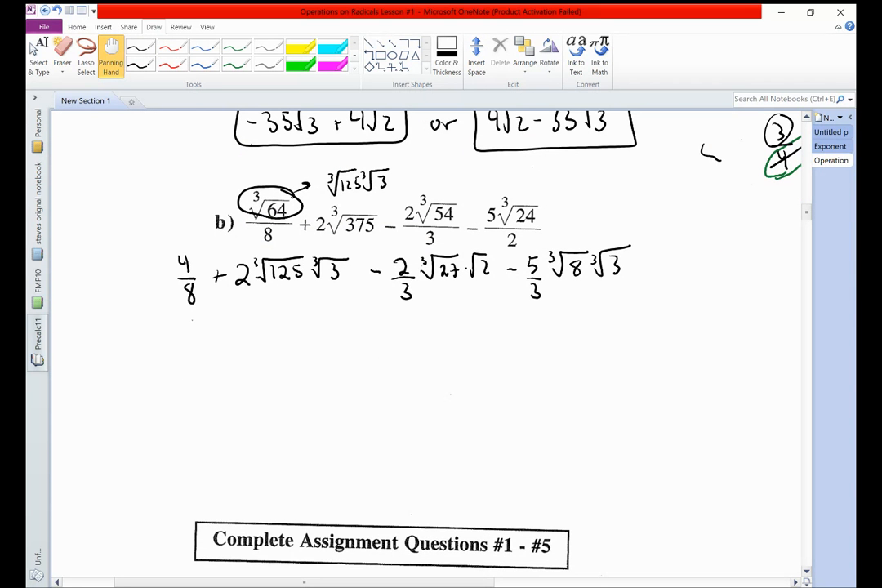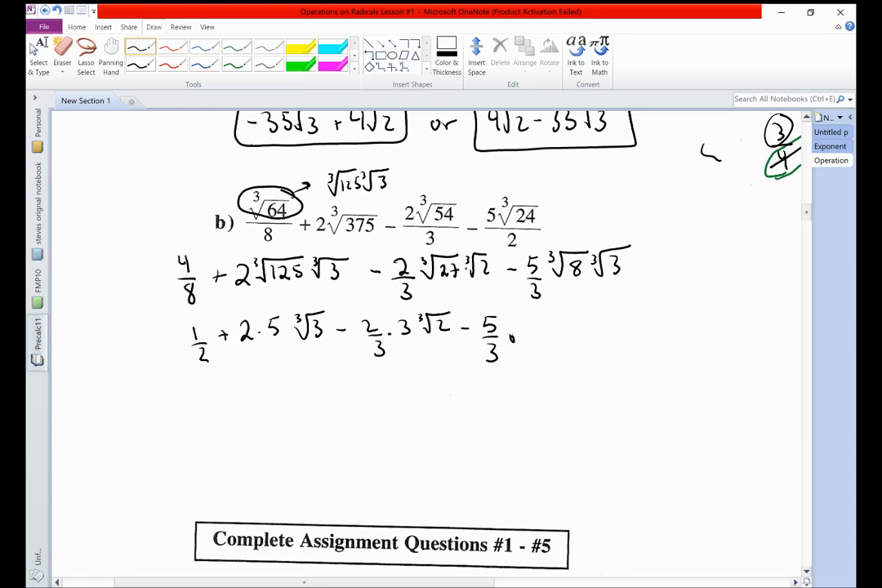We have 4 over 8 can reduce to 1/2. 2 multiplied by the cube root of 125 is just 5. And we still have the cube root of 3. We have 2 over 3. The cube root of 27 is just 3. And we still have the cube root of 2. I didn't write that down. There we go. And then we have 5 over 3.